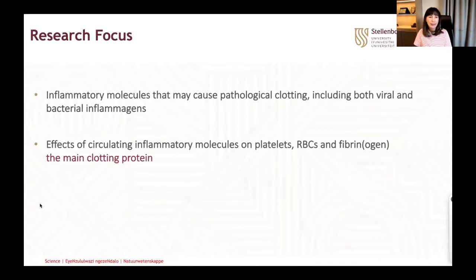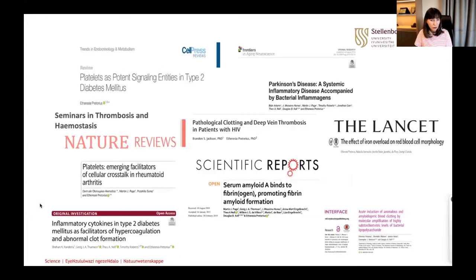My lab and our collaborators from various labs over the world have been identifying inflammatory molecules in circulation that might be involved in and drive pathological clotting. And we have also focused our research endeavors on studying the effects of increased circulating inflammatory molecules and how they interact with cells of the hematological system. We focus in particular on platelets and red blood cells, as well as on the clotting protein fibrinogen. We are also interested in identifying novel inflammatory molecules that might play a role in persistent symptoms of long COVID. Over the years, we have published numerous papers that show the importance of inflammatory molecules in circulation and their role in abnormal blood clotting.